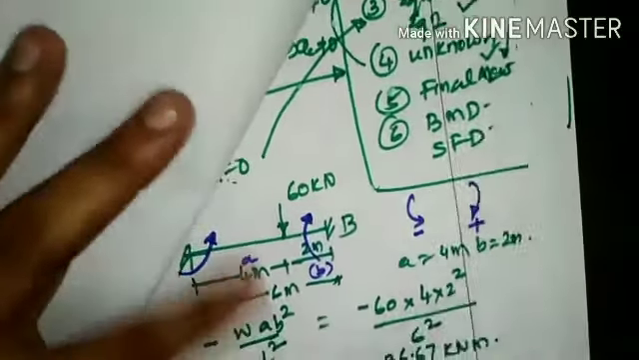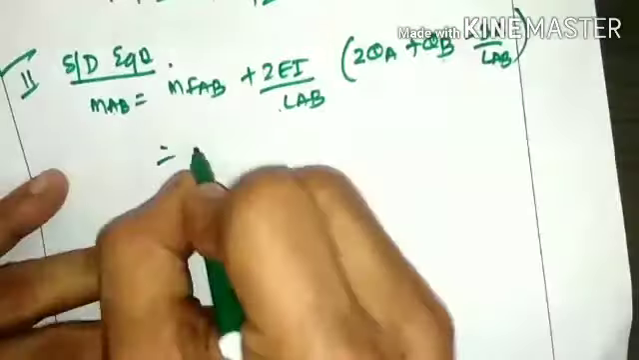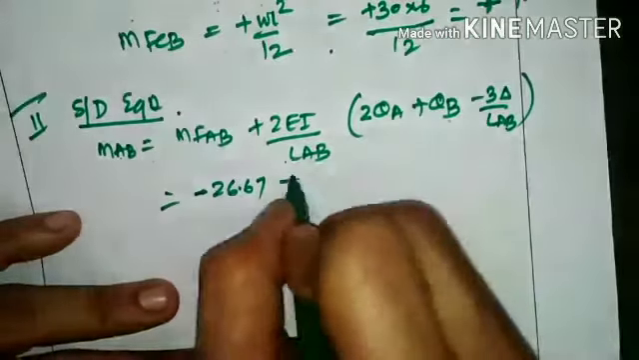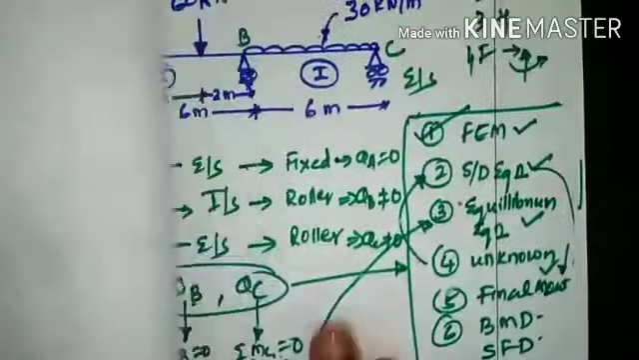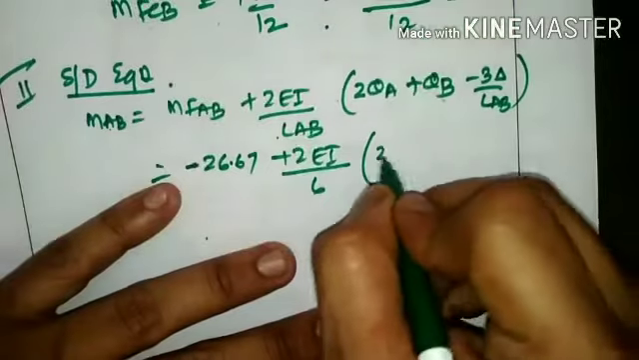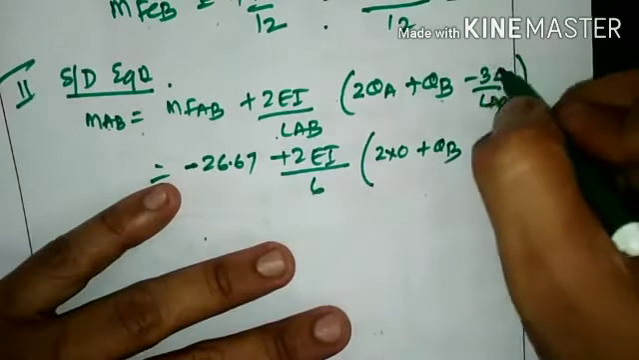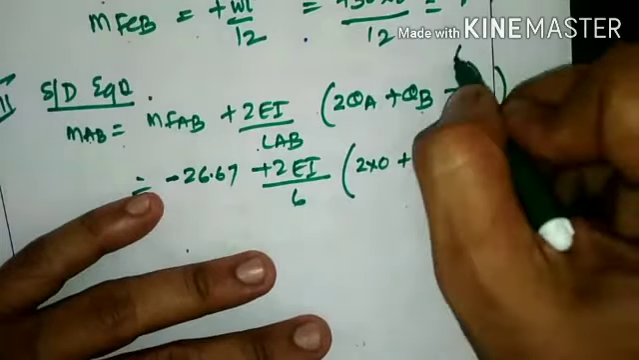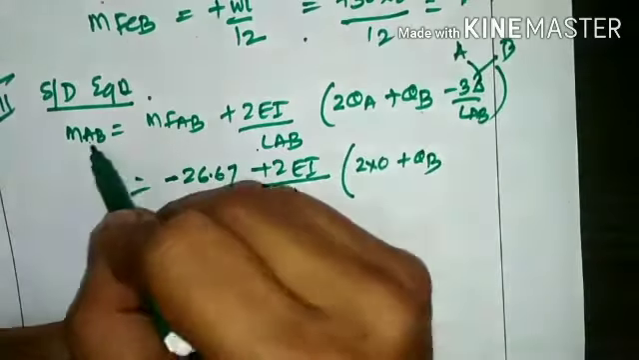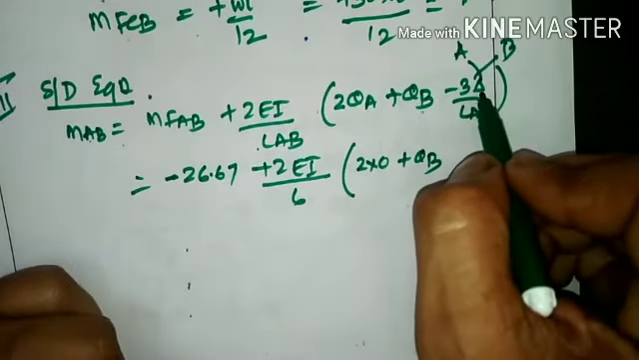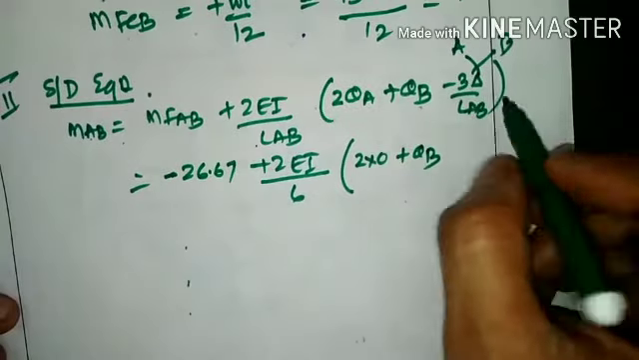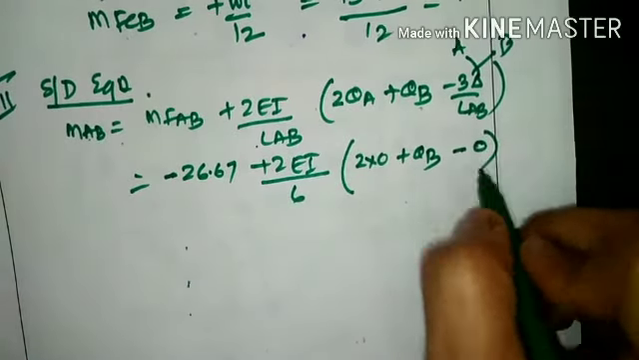So the MFAB value that was calculated was minus 26.67. So substitute here minus 26.67 plus 2EI divided by LAB, which is 6. Theta A value that we had noted here was 0. So 2 into 0 plus theta B kept as it is. Now delta will be a support sinking or upliftment related to A and B. That is, whatever support location you have written will be the settlement or sinking related to delta for either support A or support B. Now none of the values have been given, so the delta value shall be considered as 0.